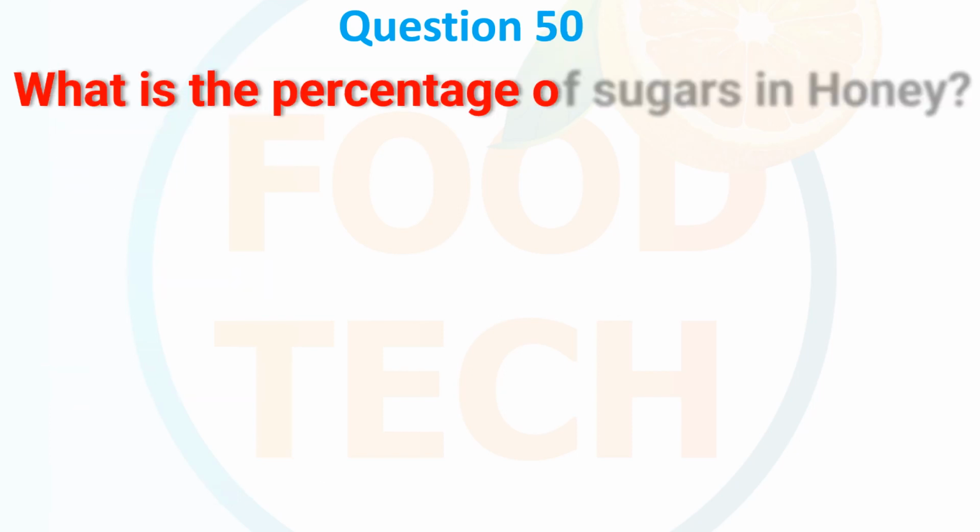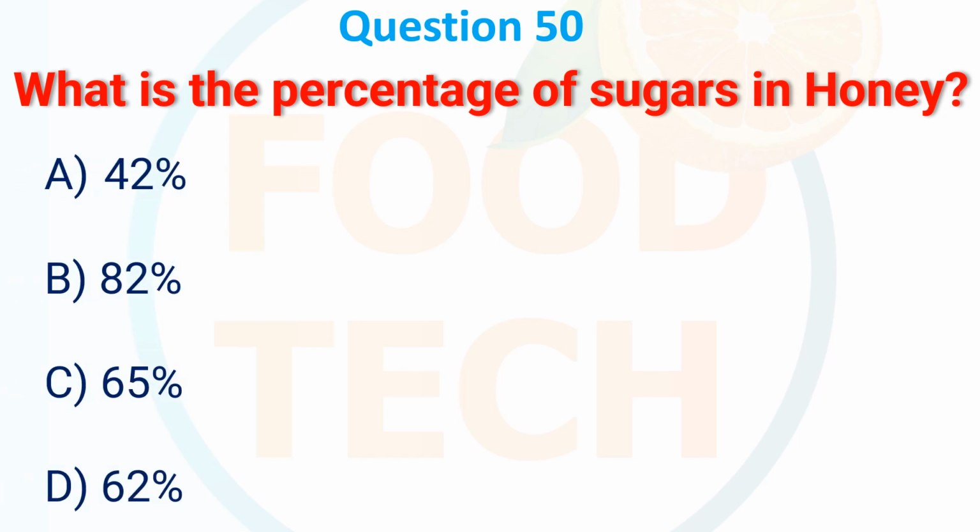What is the percent of sugar in honey? A. 42, B. 82, C. 65, D. 62. The answer is D. 62.